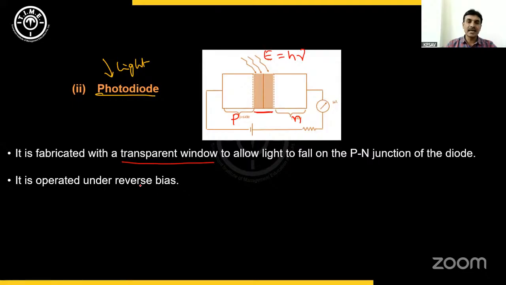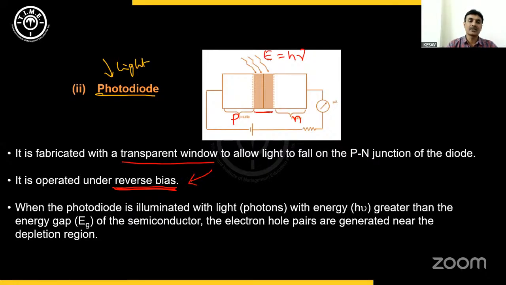Just like a Zener diode, even a photodiode is operated under reverse bias. Only LEDs, light emitting diodes, are operated in forward bias mode, and Zener diodes and photodiodes are operated in reverse bias mode. In competitive examinations, questions can come based on these points also. So try to remember this. The photodiode is also operated in reverse bias mode.